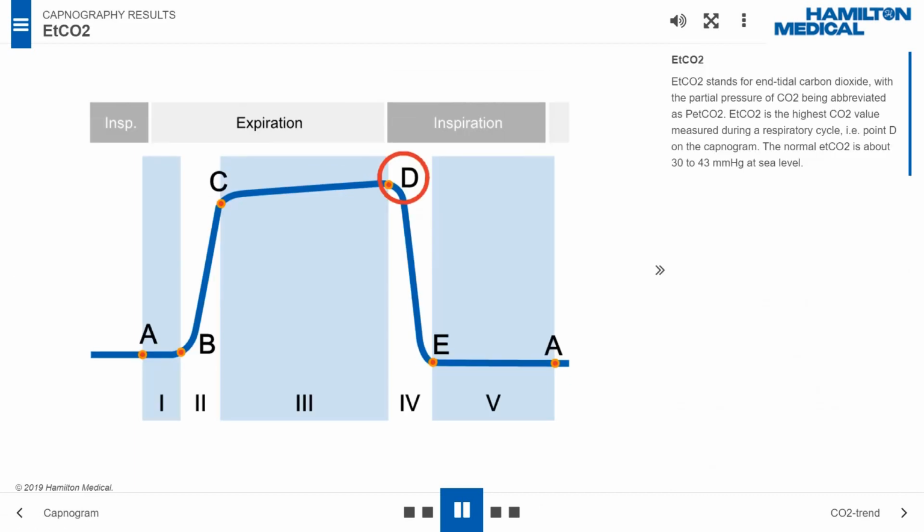EtCO2. EtCO2 stands for end-tidal carbon dioxide, with the partial pressure of CO2 being abbreviated as PEtCO2. EtCO2 is the highest CO2 value measured during a respiratory cycle, that is point D on the capnogram. The normal EtCO2 is about 30 to 43 mmHg at sea level.